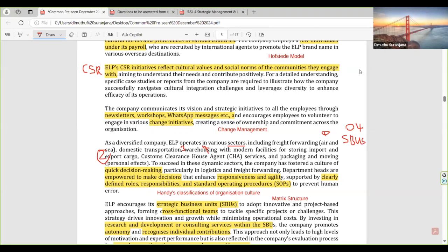Right? So, with modern facilities for storing import and export cargo, customs clearing house agent services, and packaging, moving personal effects, to succeed in these dynamic sectors, the company has fostered a culture of quick decision making. Particularly in logistics and freight forwarding, department heads are empowered to make decisions that enhance responsiveness and agility, supported by clearly defined roles, responsibilities, and standard operating procedures to prevent human error. That is Handy's classification of organizational culture. You have to apply Handy's classification of organizational culture and identify what culture they have, right? So these are some of the information connected with that. So do that analysis using this classification of organizational culture.